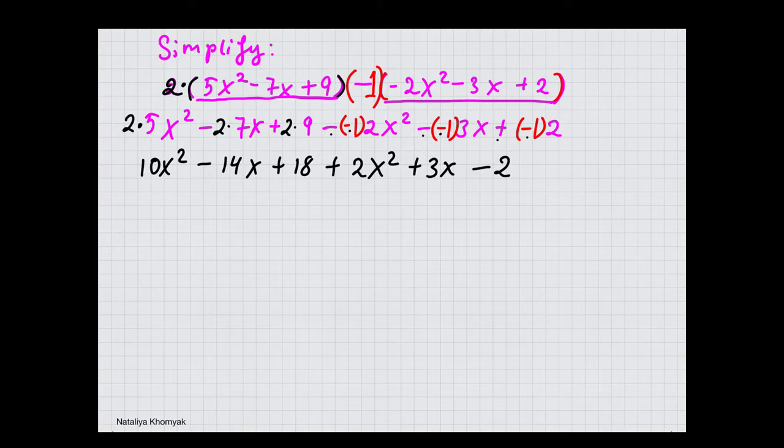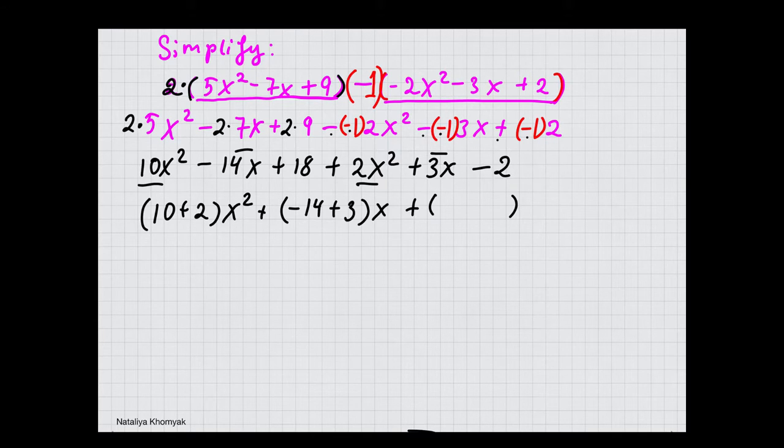And now we combine like terms. We have x to the second and x to the second. So 10 plus 2 of x to the second plus x and x, negative 14 plus 3 of x plus, and the last two numbers, 18 minus 2. So we get 12x to the second.